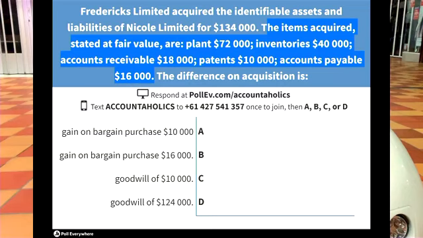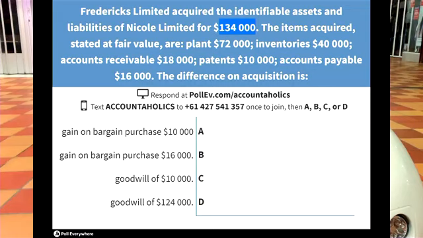What we do, we simply add them up to see how much the net asset is. Plant 72 plus inventory 40, that's 112. Accounts receivable 18, that's 130. Patents 10, that's 140. Less accounts payable 16, that should be 124. So 124,000 is the fair value of net assets. And what they offered is 134. So the difference between them would be 10.